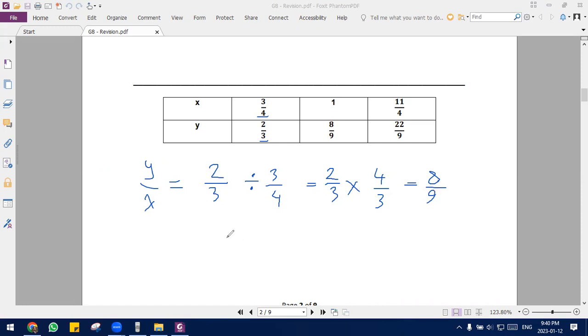Now when we use it in the equation, again, we leave it as a fraction. So y equal to k, which is 8 over 9, times x. And this is the equation.